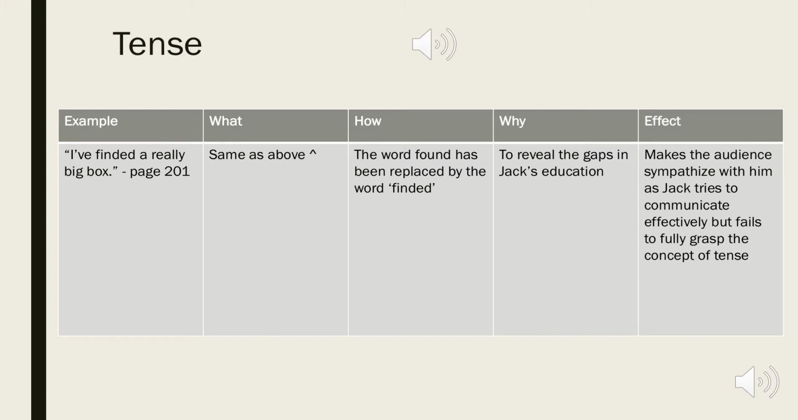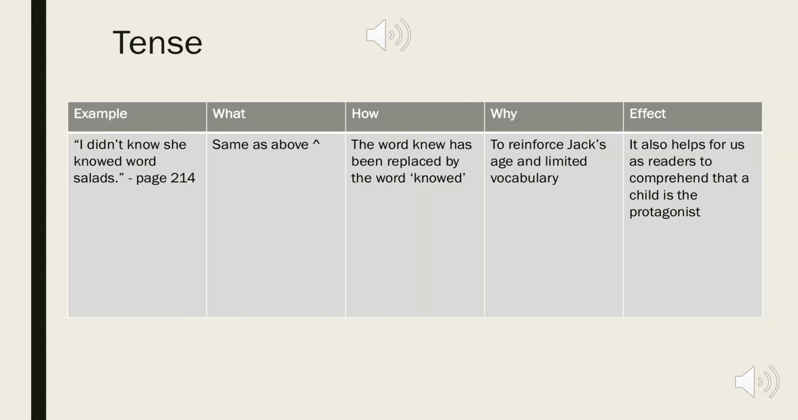On page 214, where Jack says, "I didn't know she knowed word salads." This quote clearly plays on the fact that he knows the word no, and the context in which the word sits, but Ma hasn't been able to teach him the word new, therefore revealing his limited vocabulary, which will be covered in the next point. So we, as a reader, understand that he's not well versed with past tense of words.